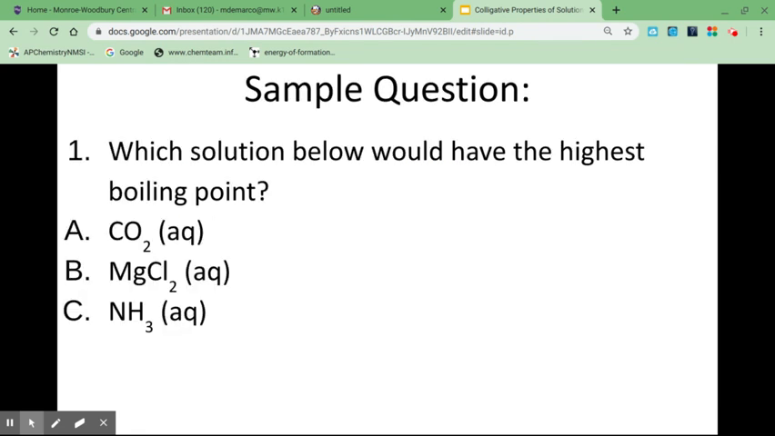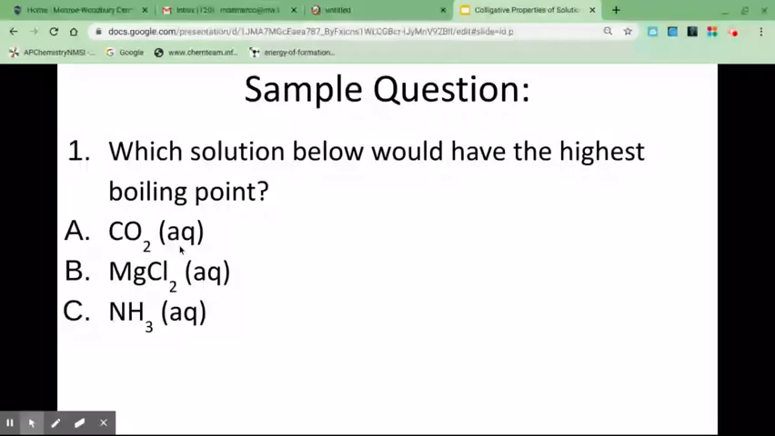Other ones will be very chemistry straightforward. Take a look at the sample question. It says, which solution below would have the highest boiling point? So because it says highest boiling point, I'm looking for the one that is ionic. Now notice, you just can't say it's a solution because all 3 of them are solutions that are all aqueous. So I have to use my knowledge of bonding for this question.